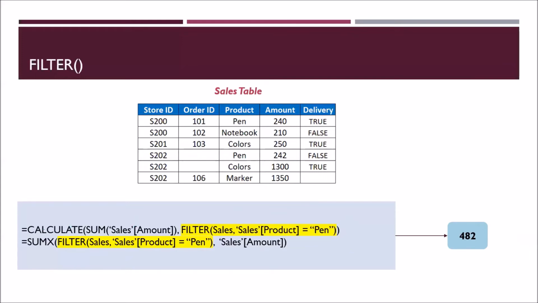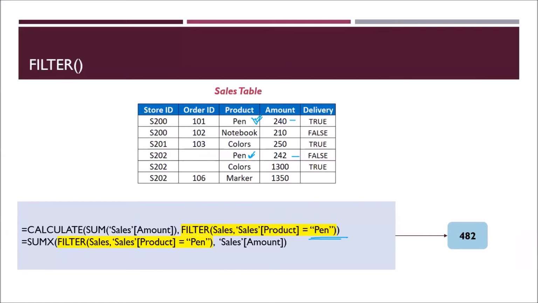So let's just say I'm talking about the first example wherein I'm using a CALCULATE function. So first I'm filtering my Sales table wherein product is pen. So if I look at my table, there are two rows where product is pen, my first row and my fourth row. Okay. So once this filtering condition has been applied on my Sales table, after that, the relevant column, which is the amount column in this case, all the values in that column are added, and hence the result is 482, which is the summation of 240 and 242.